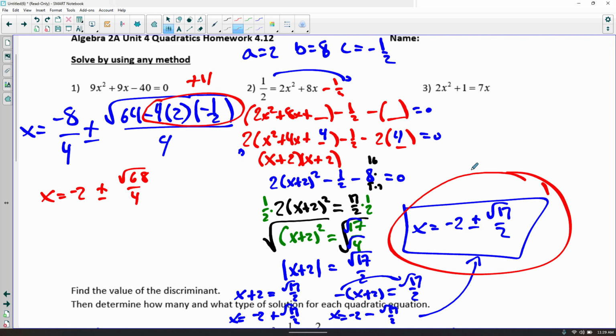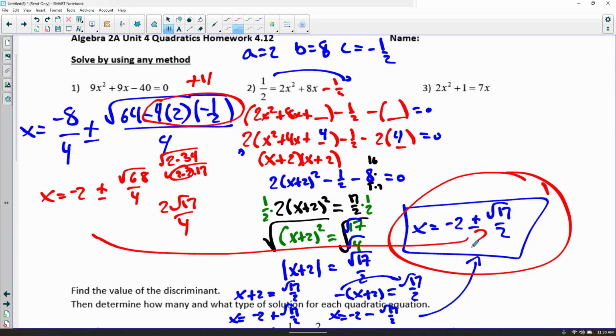What times what gives you 68? It's even. Can you cut it in half? 2 times 34, right? What else? 2 times 2 times 17. So pair of 2. So I get 2 square root 17 over 4, which then will reduce to that over there. Okay? So I think quadratic formula was doable in this one. Why? Because look at my A and look at my C. My A and my C were fairly small. Does that make sense? Okay?